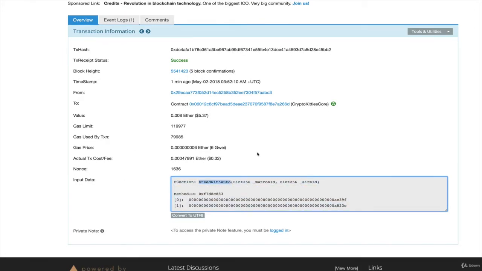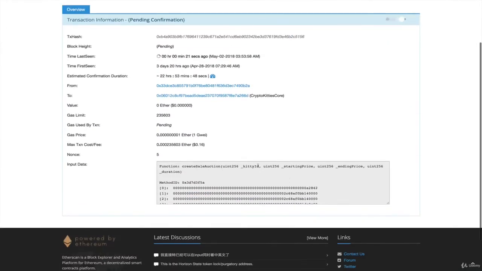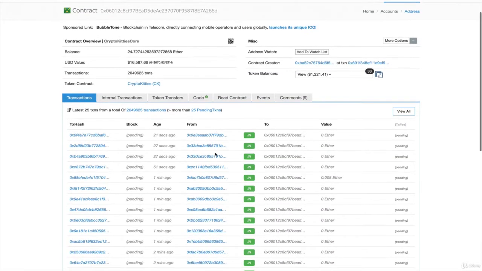And this is just one going to CryptoKitties. Again, if we go back, we can see there's a lot of transactions. 14 seconds ago, another 14 seconds ago. It's a lot of cats. So here's breeding, a different one, createSaleAuction. So this must be somebody selling. Someone's auctioning a kitty.